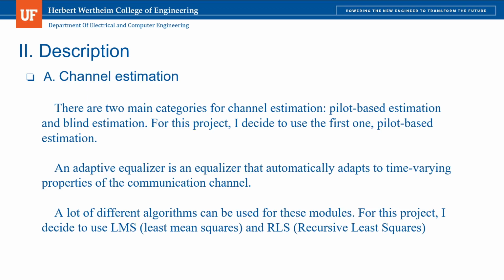The first part is channel estimation. There are 2 main categories for channel estimation. The first one is pilot-based estimation, and the second one is the blind estimation. For this project, I decided to use the first one, pilot-based estimation. An adaptive equalizer is an equalizer that automatically adapts to time-varying properties of the communication channel. A lot of different algorithms can be used for these models. For this project, I decided to use LMS, least mean squares, and RLS, recursive least squares.